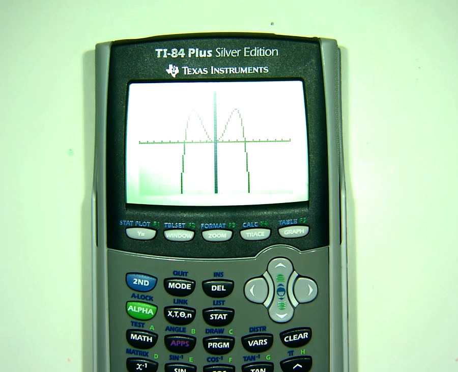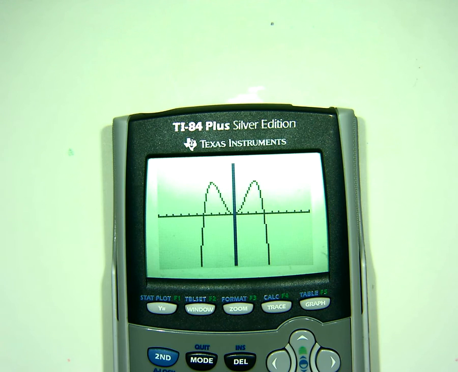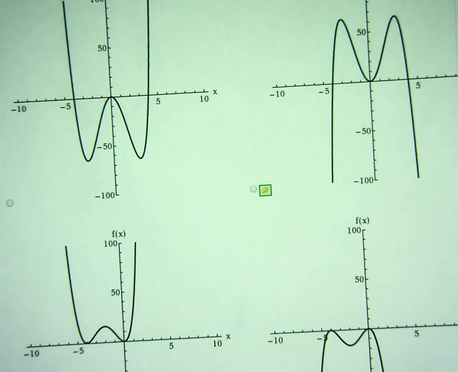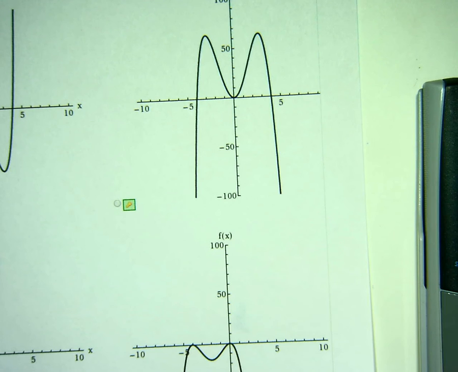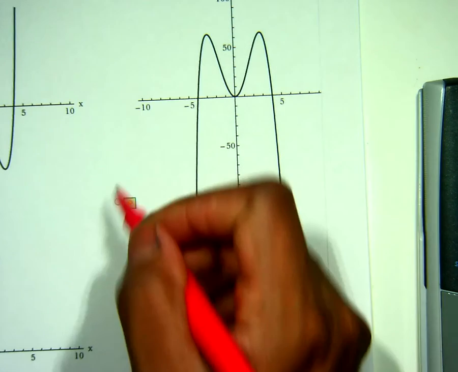Now hit graph. Looks like you got an M. Almost looks like the neck is fresh a little bit. So, you know it cannot be the first two on the left-hand side because those are going upward. And you know it can't be this one because notice how your humps are above the x-axis. Therefore, you have this.